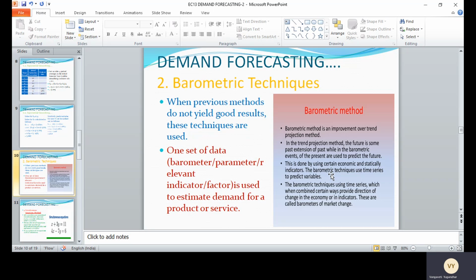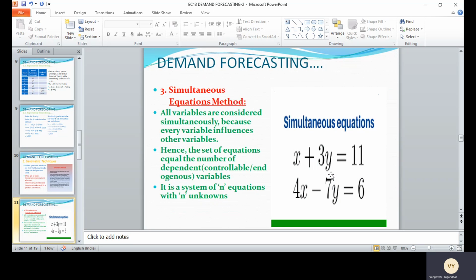Supposing population is increasing, what does it mean? Consumption also increases. Incomes are increasing; what is the meaning of that? People will go not only for regular goods but also luxury goods, maybe villas, maybe cars, etc. Like that, the barometric technique uses one set of parameters or barometer, and using this, the demand is forecast for another product or service. That's about the barometric technique.